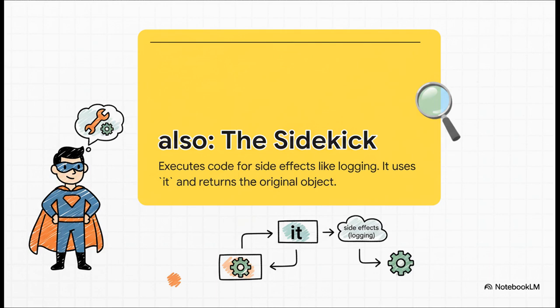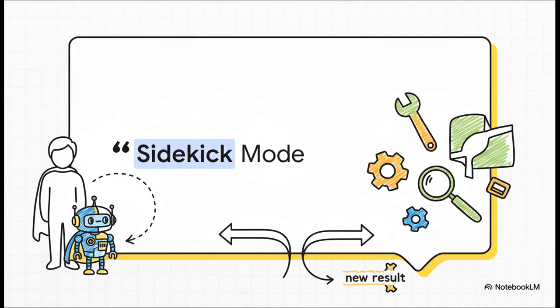It also gets access to the object as it, but you use it for things that don't affect the main story, like logging or debugging. And here's the key part. No matter what you do inside also, it always returns the original, unchanged object, so the main chain of operations is never broken. I love this way of thinking about it. Also basically puts your object into sidekick mode. It's there, it's helping, it's observing, but it's not changing the hero of the story.